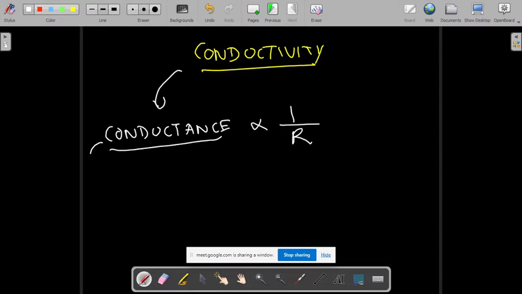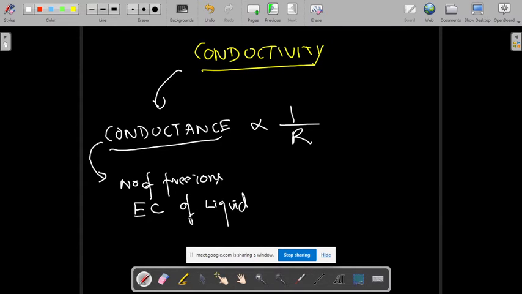So conductance actually depends upon the number of free ions. That's what you call conductance. So we are actually trying to measure the electrical conductivity of liquids or any sample.